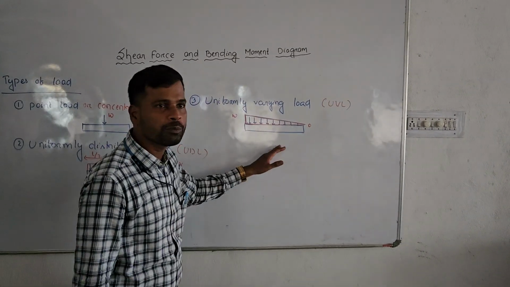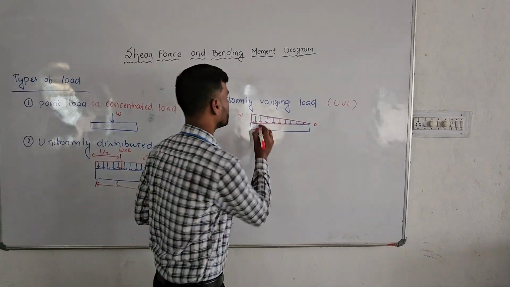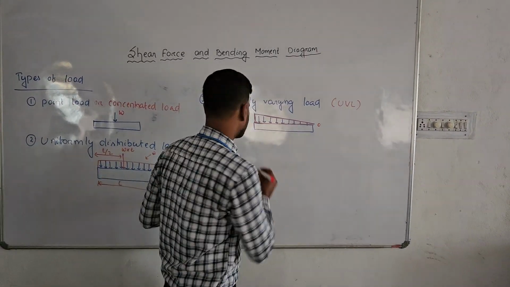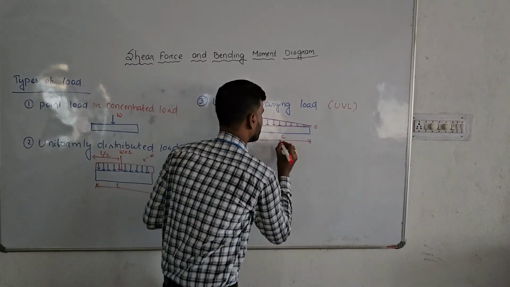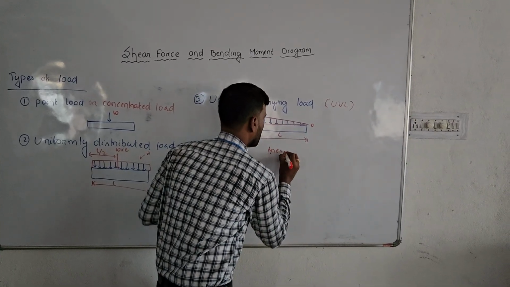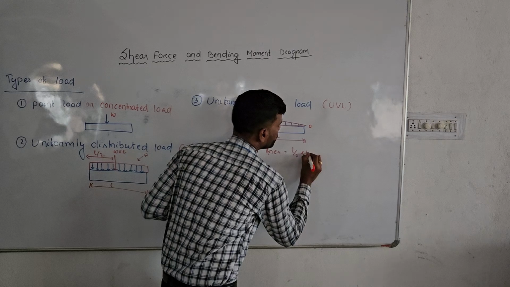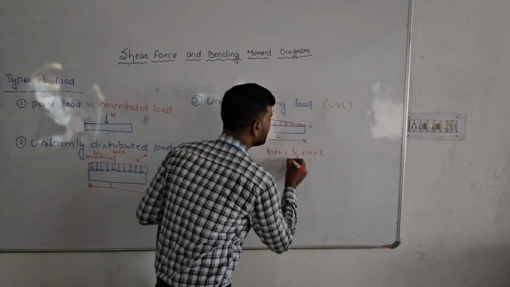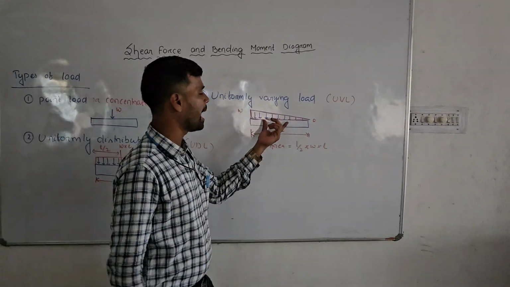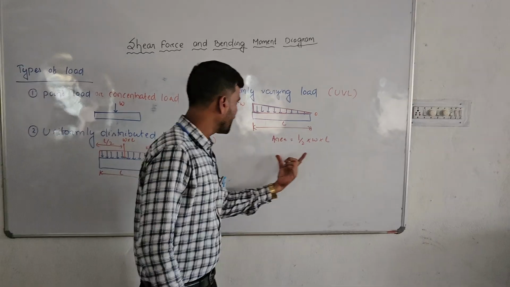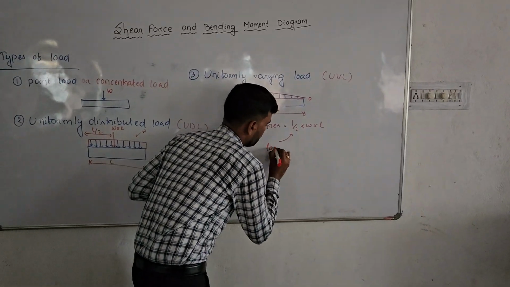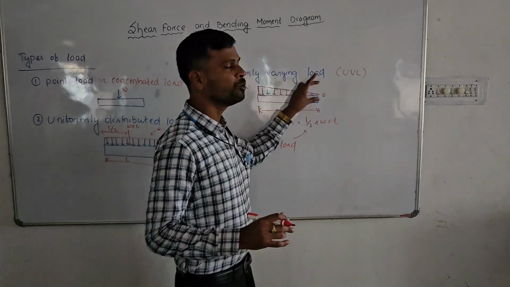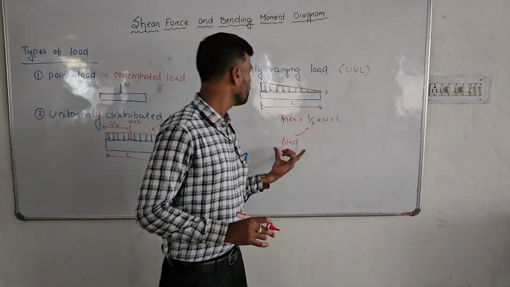So how much is the amount of load? The amount of load is nothing but the area under this triangle. If the length of the beam is L, the area under the triangle will be half into W into L. So this is the total amount of load acting at this point. By doing this, we have converted this uniformly varying load into a point load.